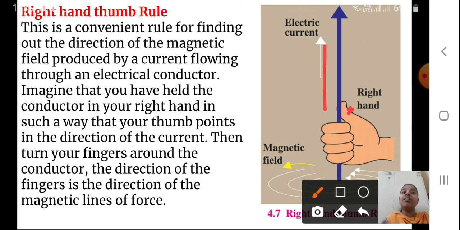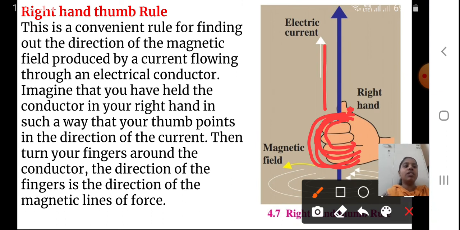Then turn your fingers around the conductor. You have turned your fingers, right? These are your fingers which are turned like this. The direction in which the fingers turn around the conductor is the direction of the magnetic lines of force. So, these are your magnetic lines of force.